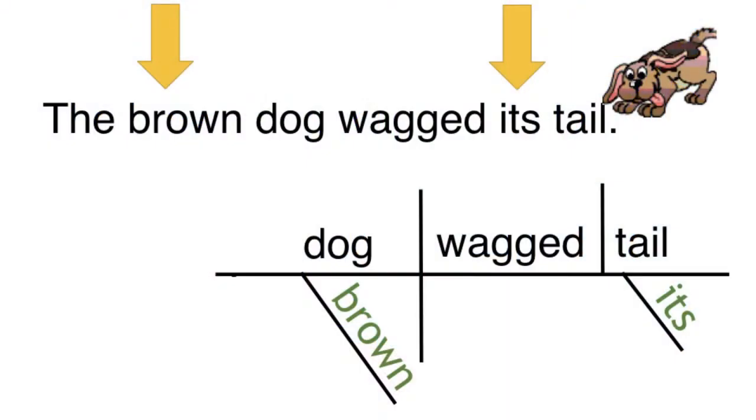So let's go back to the sentence that we used earlier. The brown dog wagged its tail. Can you find words in this sentence that are adjectives? They tell which one, how many, what kind, or whose. And so those words are brown and its. All adjectives on a diagram go on a diagonal line under the word it describes.